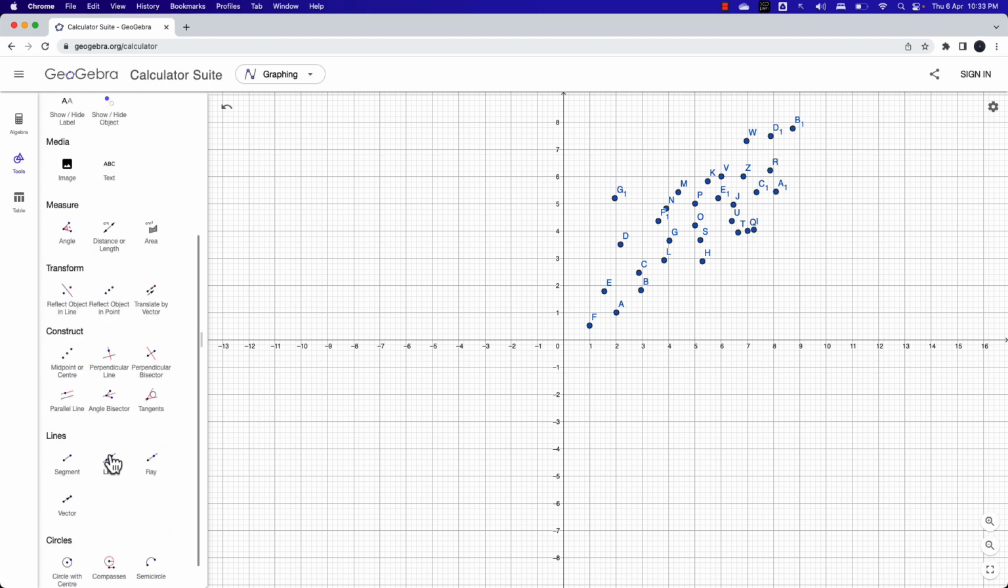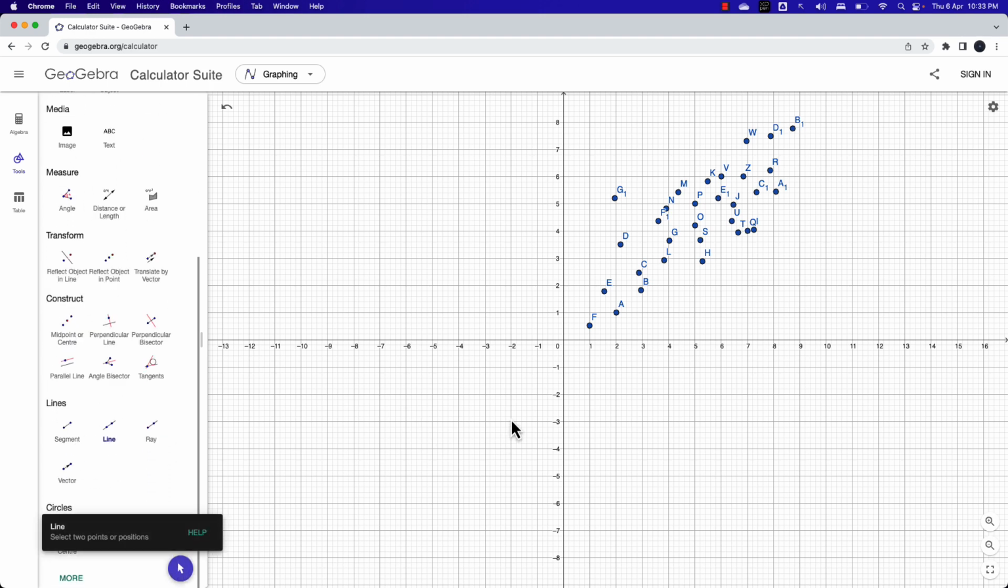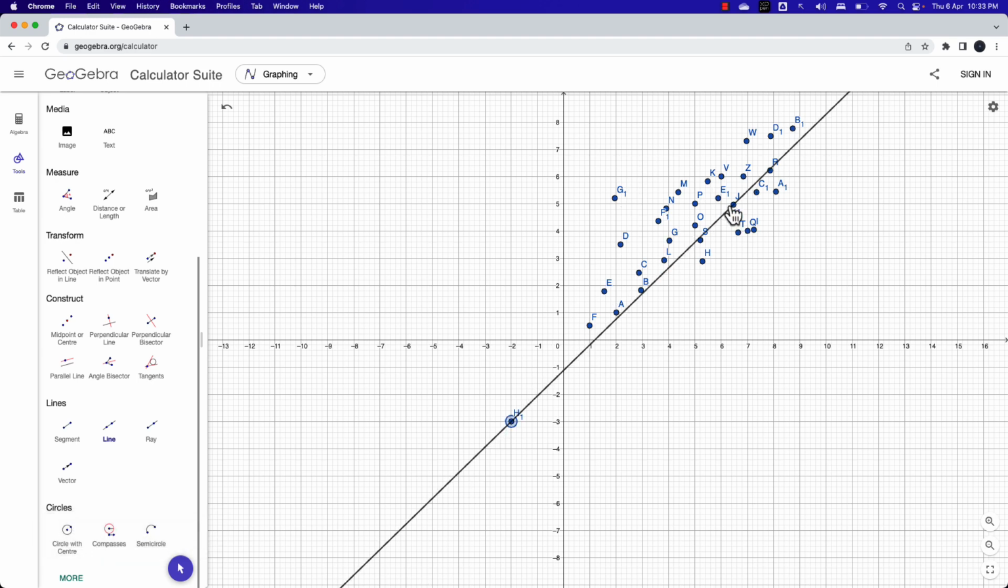So I'll go ahead and draw a straight line. As you can see, this is the straight line that I'm interested in. I've just drawn a straight line which passes through most of the data points.